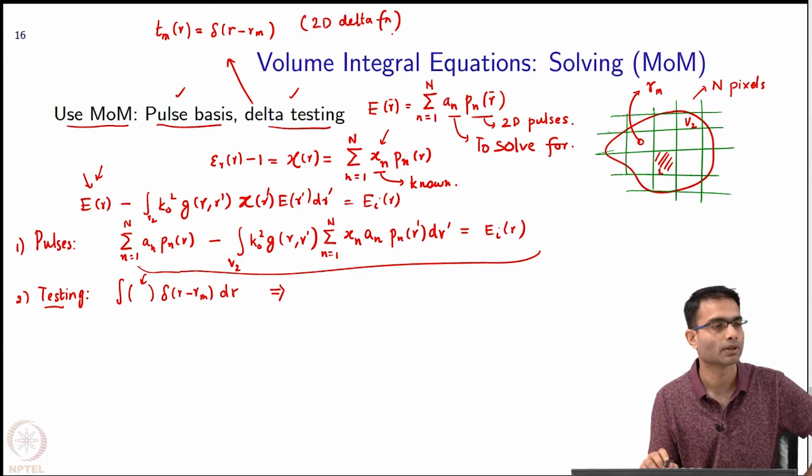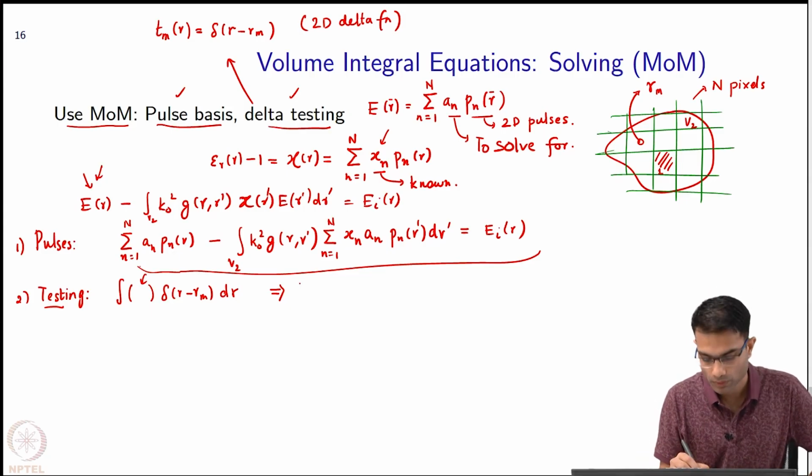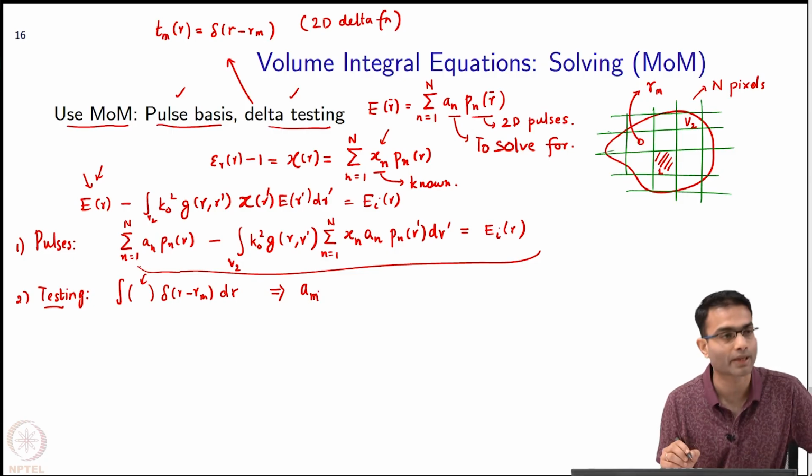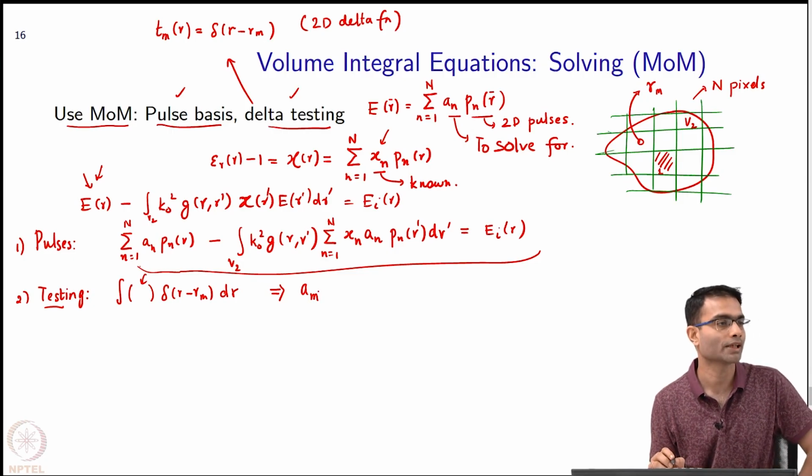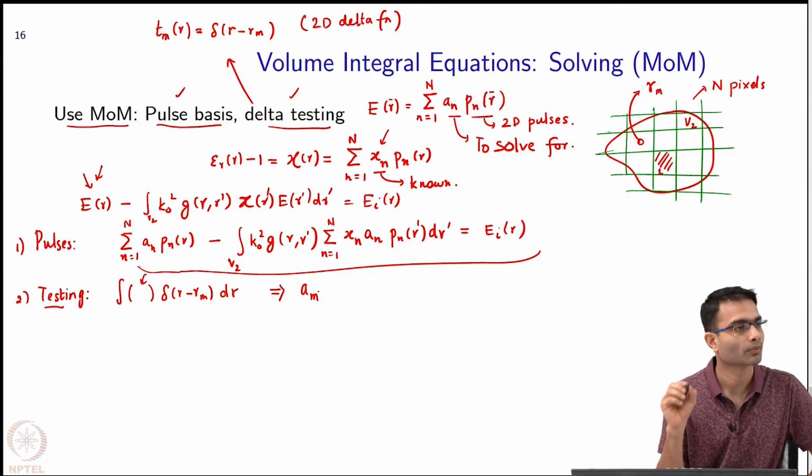Let us go step by step. I have a summation over n pulses. Which pulse survives? The mth pulse will survive. Yes. What is the magnitude? AM, right? The summation goes away, I am left with AM because the delta function annihilates all but one pulse.